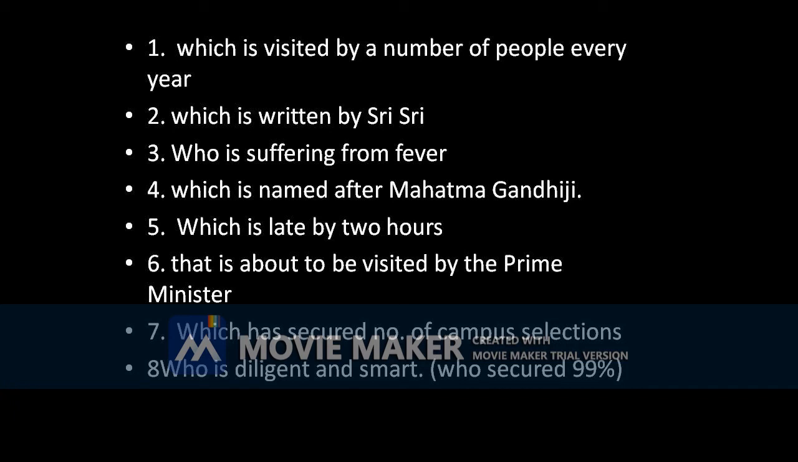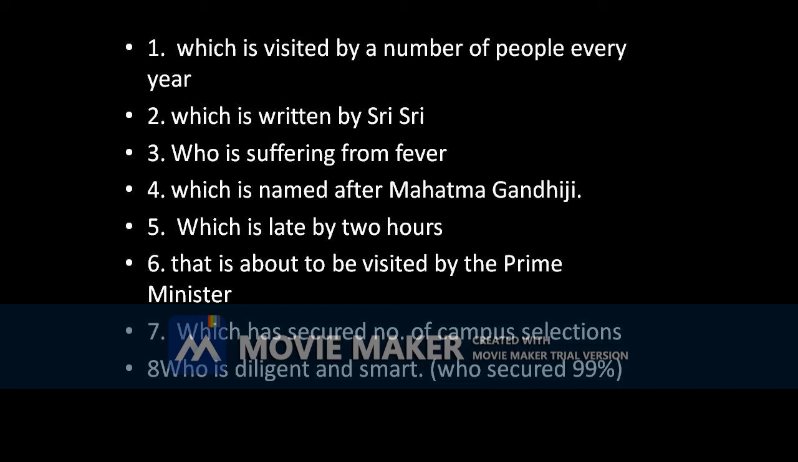Next, observe the next sentence. This is a famous engineering college. My idea is that a number of good lecturers are working here. So I can use it by saying like that. Or otherwise, I can also use another idea, that it has secured a number of campus selections. So a number of students secured campus selections from this engineering college. So I can use any of these ideas.